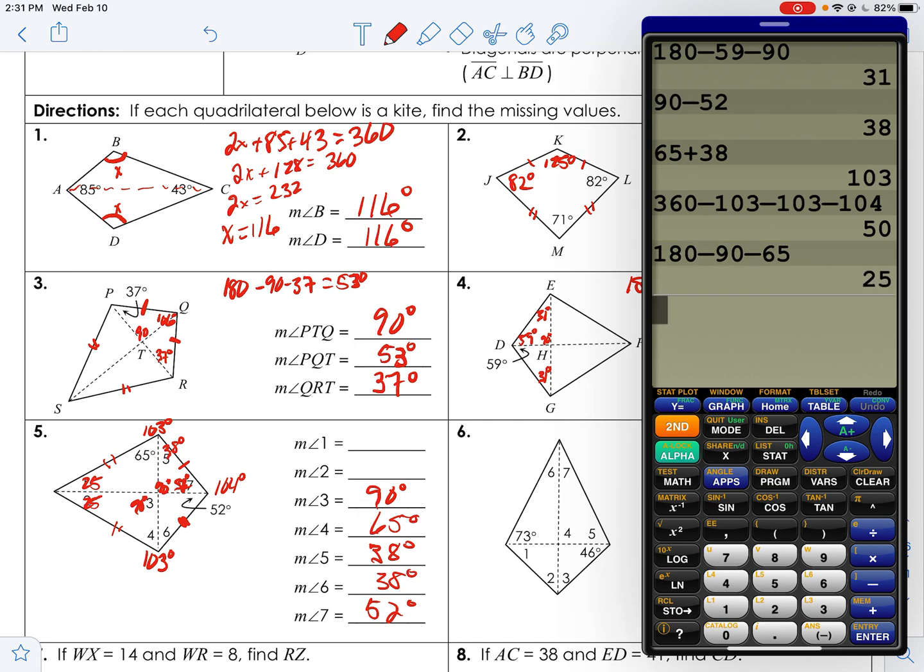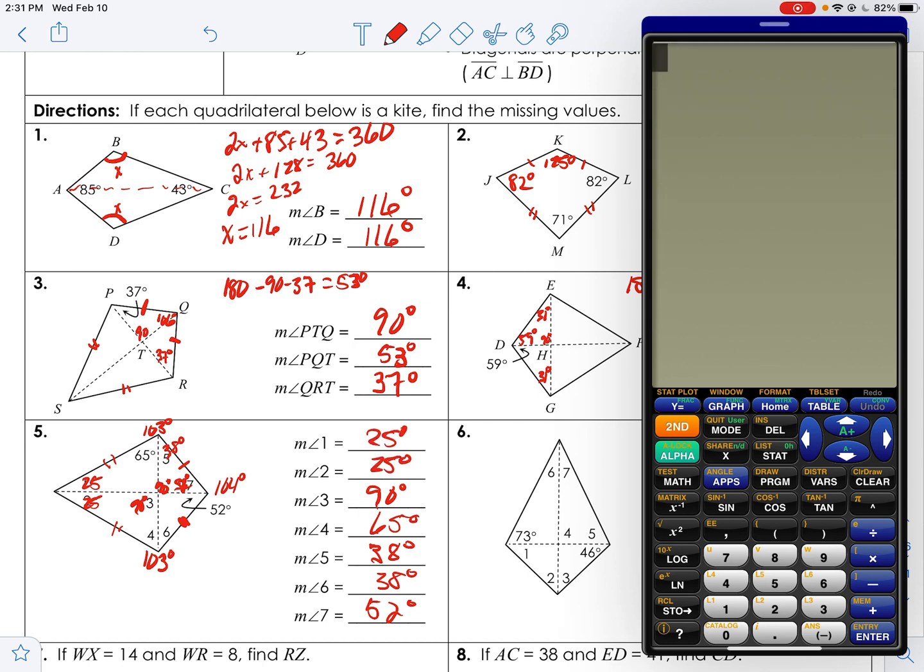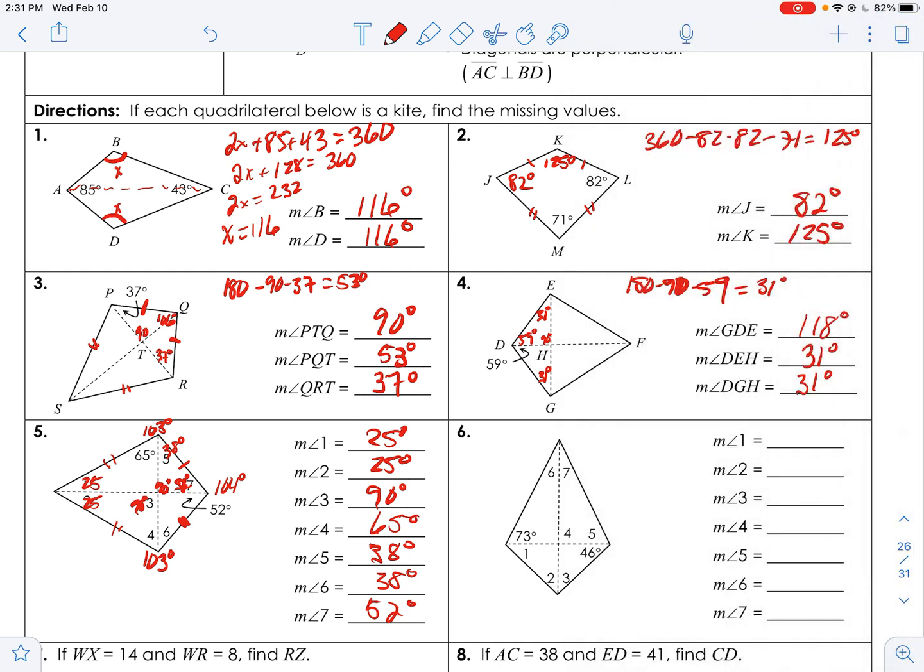We could also figure it out with 180 minus 90 minus 65. Also, those are 25s. Lots of ways to get there. You just have to do it. Go ahead and pause and give number 6 a try, and let's see what you can do with it.